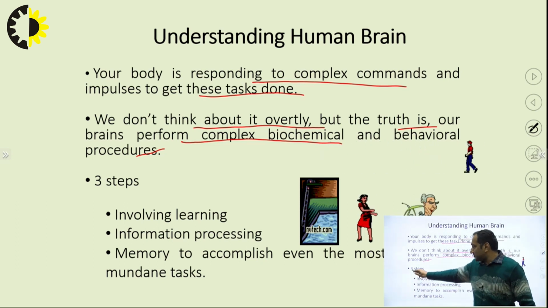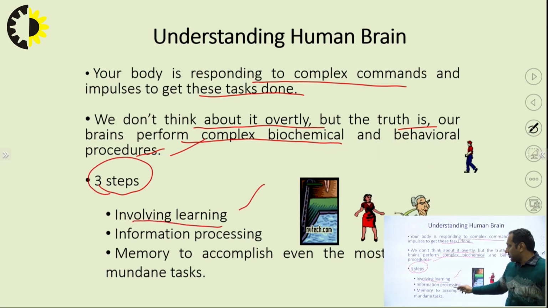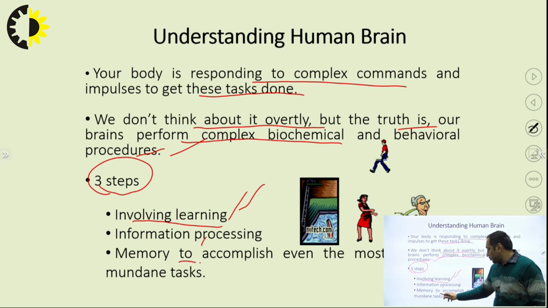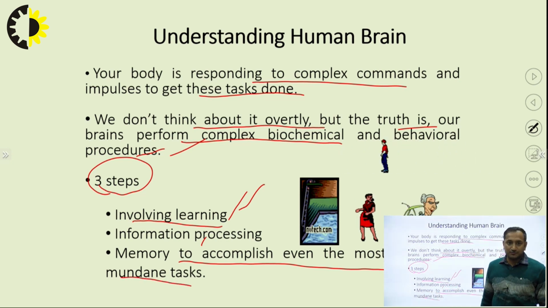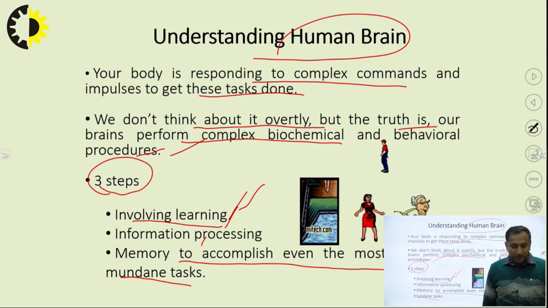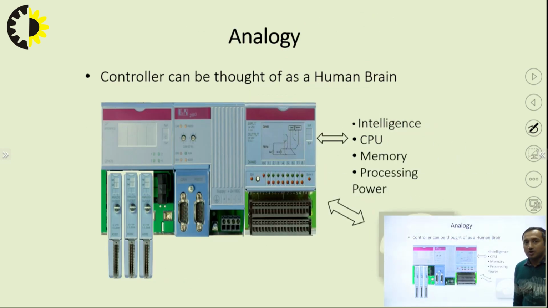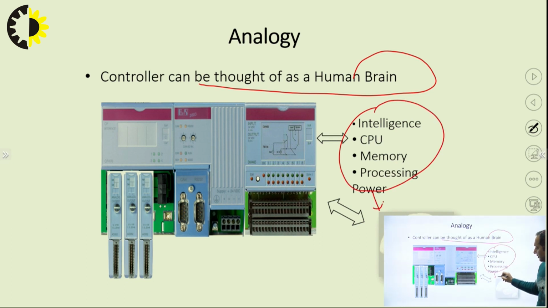So what are the 3 steps involved for our brain to do that? It involves learning, information processing, and memory to accomplish even the most seemingly mundane, difficult or boring task. This is how our brain performs all these kinds of operations. Now, to understand the analogy, a controller can be thought of as a human brain. If you see the tasks that a controller does and correlate them with the brain, you will see that our brain performs exactly the same functions.